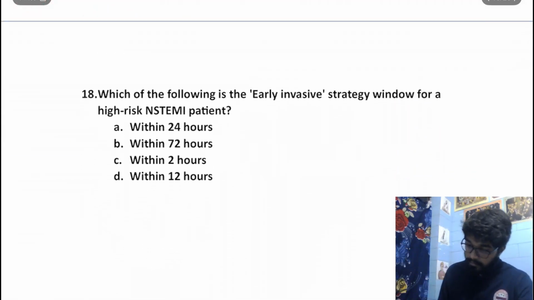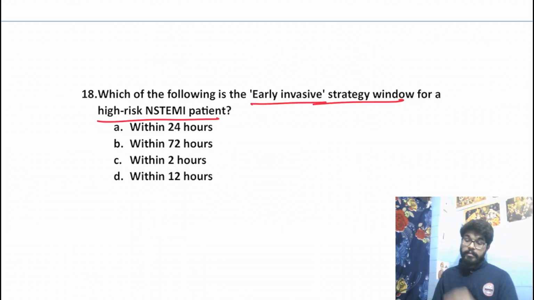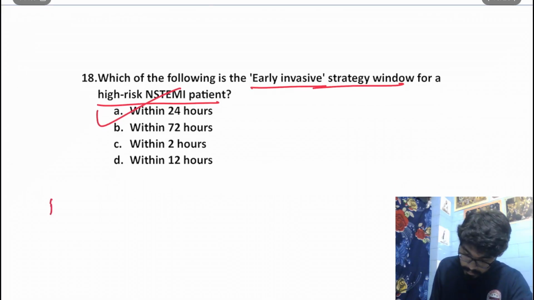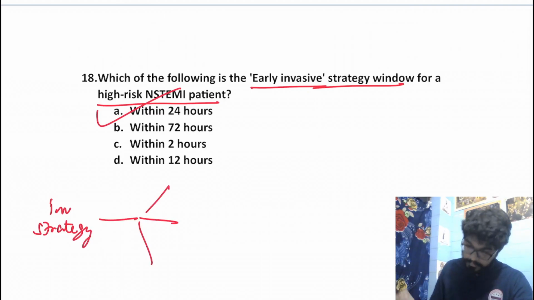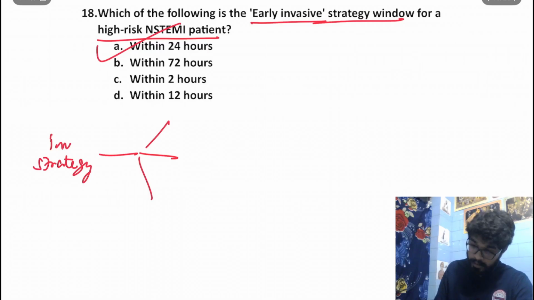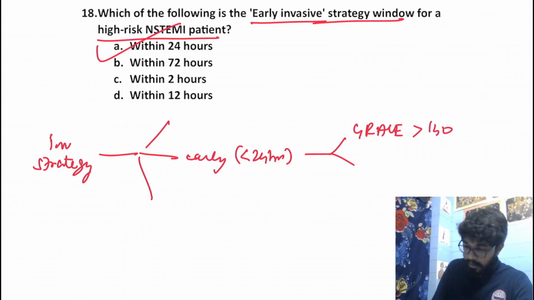Okay. Moving on to the next question. Which of the following is the early invasive strategy? Early invasive strategy window for a high risk NSTEMI patient, right? We have discussed this. This is within 24 hours, right? Remember that the invasive strategy in NSTEMI can be divided into 3 categories. Number 1 is early, which has to be done within 24 hours, when the GRACE score is more than 140 or a TIMI score of more than or equal to 5.